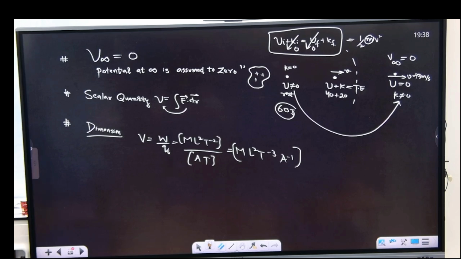How did I make electric work done negative? How did I make it positive? Take the limits from infinity to P. In integration, if you change the limits, the sign becomes opposite. I just defined it now from P to infinity.